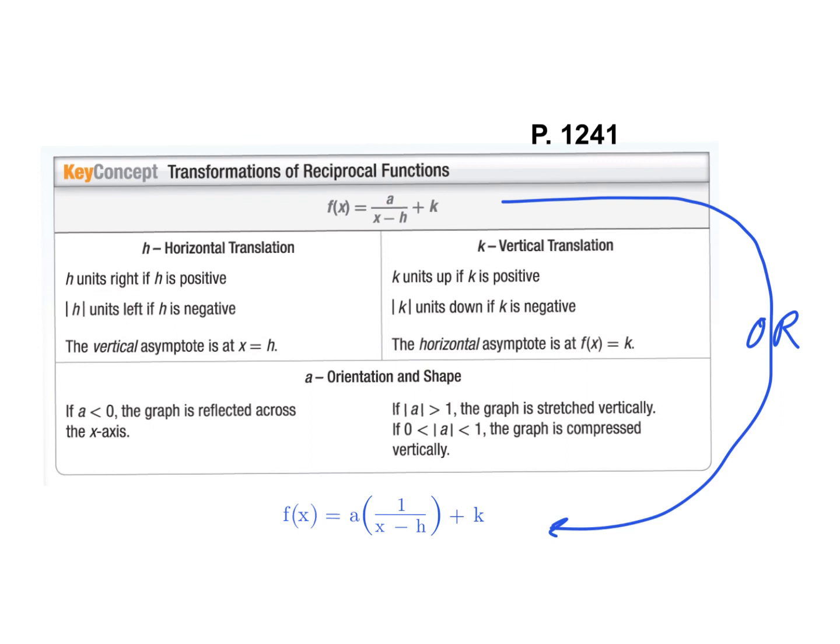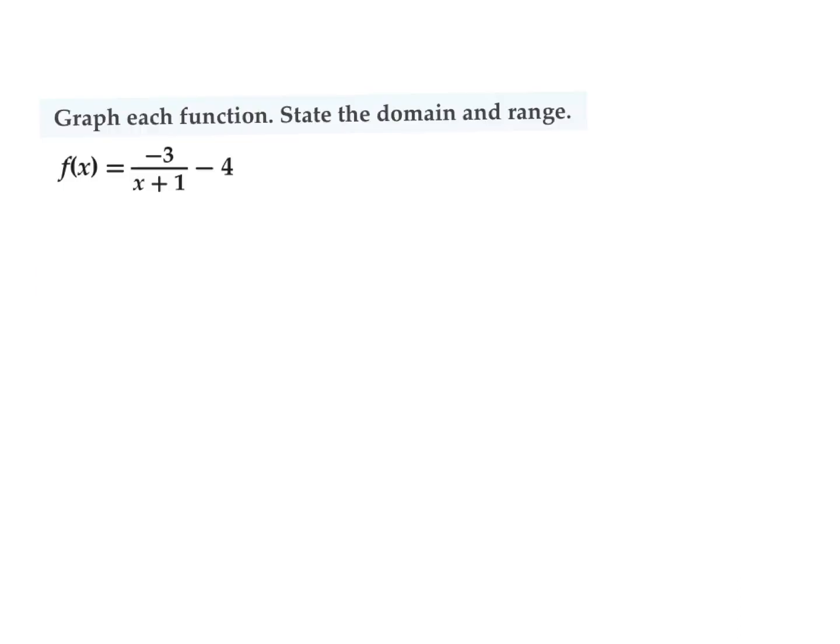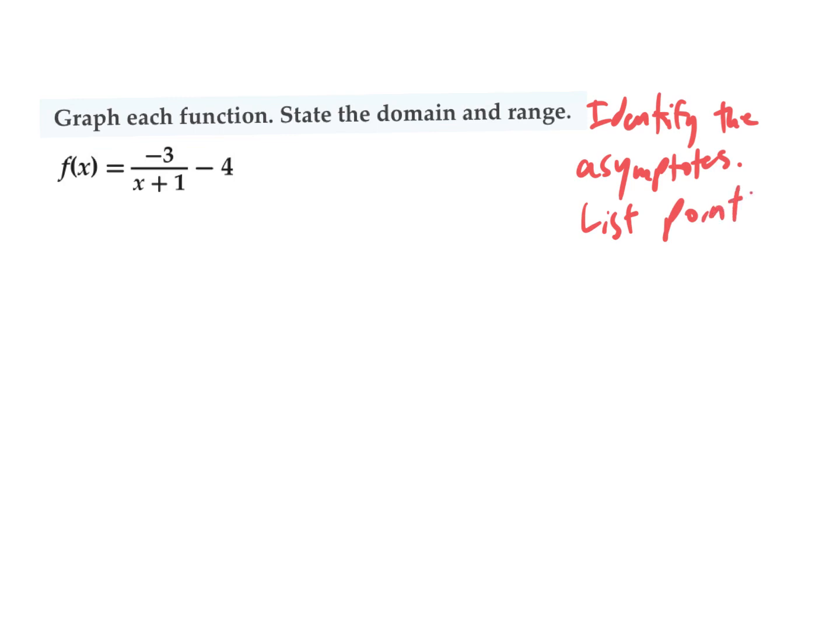So what we're thinking about is that original parent function 1 over x, and then changing it by multiplying stuff by it, adding or subtracting things to it, adding or subtracting things inside the denominator, and you'll get a variation of other reciprocal functions. Now, in your homework today, you're going to have problems like this. It's going to say graph each function, state the domain and range. I'm going to add some instructions today that also say identify the asymptotes. I'm also going to have you list points because you're going to actually graph. After we go through this presentation, I'll show you the actual directions that I've added in Canvas that state all of this.